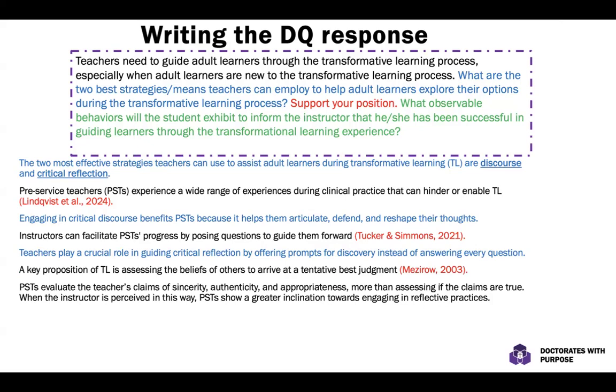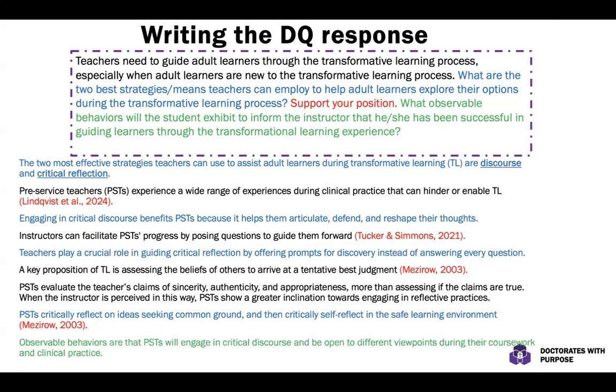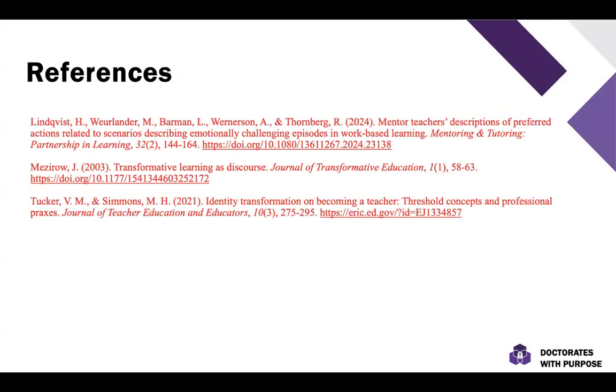Pre-service teachers evaluate the teacher's claims of sincerity, authenticity, and appropriateness more than assessing if the claims are true. When the instructor is perceived in this way, pre-service teachers show a greater inclination towards engaging in reflective practices. Pre-service teachers critically reflect on ideas seeking common ground, and then critically self-reflect in the safe learning environment. And then we get into the observable. Observable behaviors are that the pre-service teachers will engage in critical discourse and be open to different viewpoints during their coursework and clinical practice. And then for this learner, there were so many references, I just put them on a separate slide.